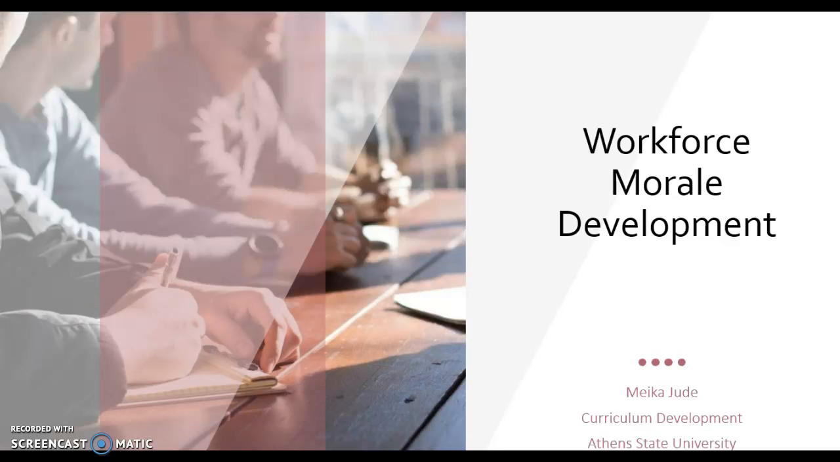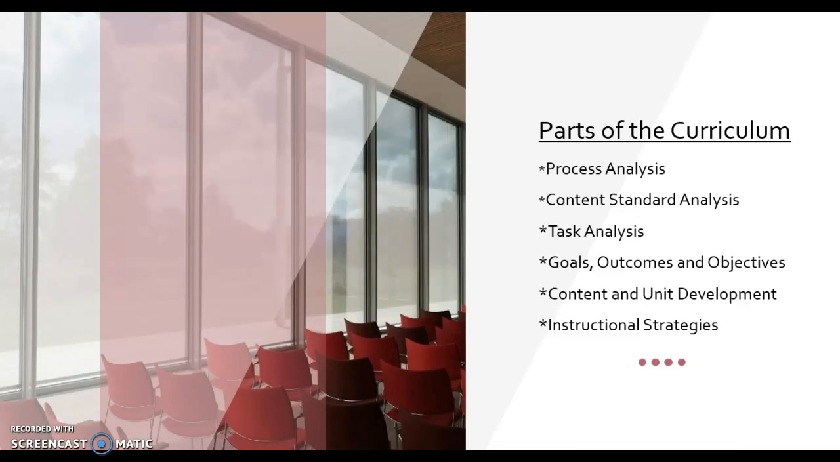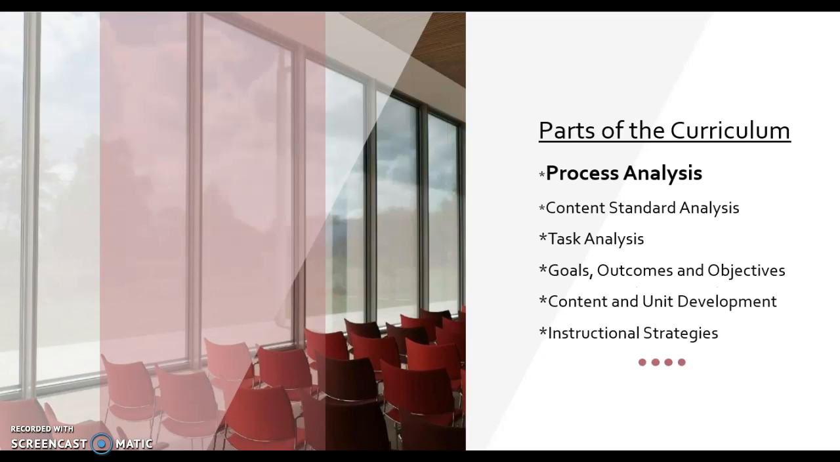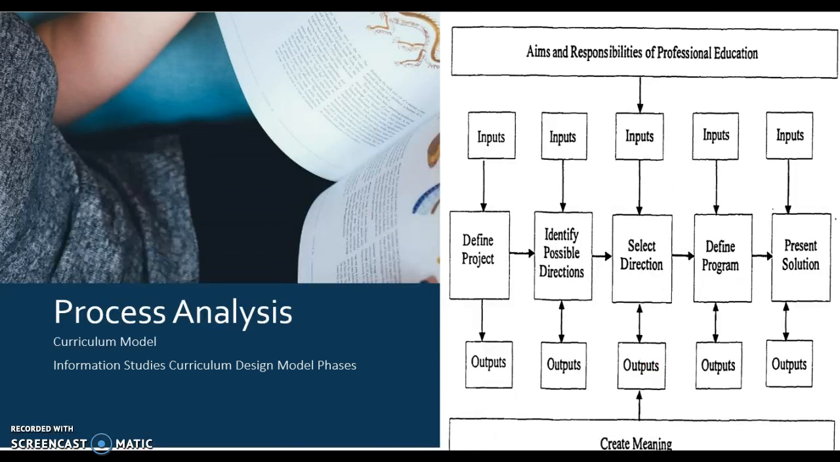There were 6 parts to the curriculum development. We have process analysis, content standard analysis, task analysis, goals, outcomes, and objectives, content and unit development, and instructional strategies. So to begin, we use our process analysis. For the process analysis, we were charged with figuring out a curriculum model.